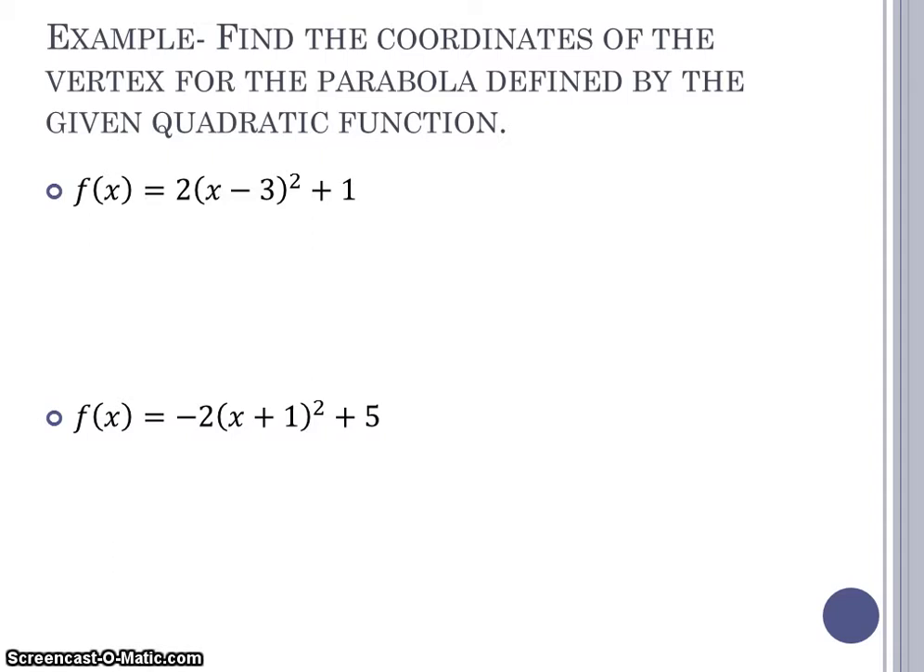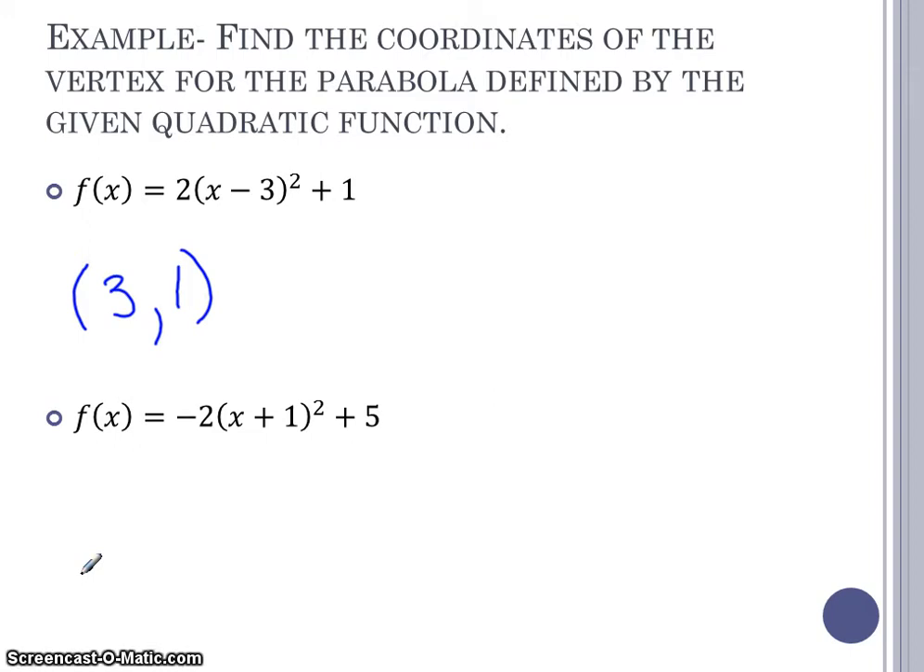All right. So our first equation, we've got f of x equals 2 times the quantity of x minus 3 squared plus 1. So what would the x-coordinate for our vertex be here? Negative 3. No, just 3. Oh, yeah, that's the one we've got to remember to switch the sign on. Okay, and then what about the y-coordinate for our vertex? Positive 1. Okay, so our vertex is going to be the point (3, 1).